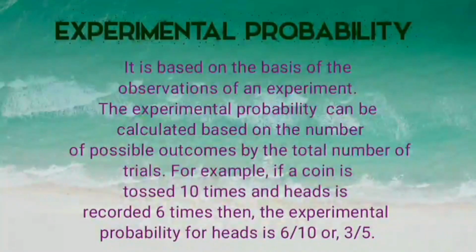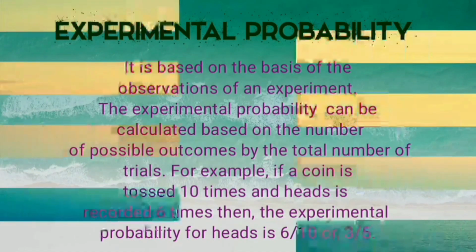Experimental probability. It is based on the observations of an experiment. The experimental probability can be calculated as the number of possible outcomes divided by the total number of trials. For example, if a coin is tossed 10 times and heads is recorded 6 times, then the experimental probability for heads is 6/10 or 3/5.